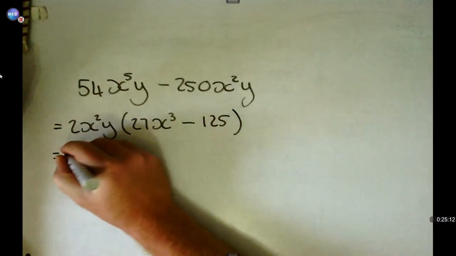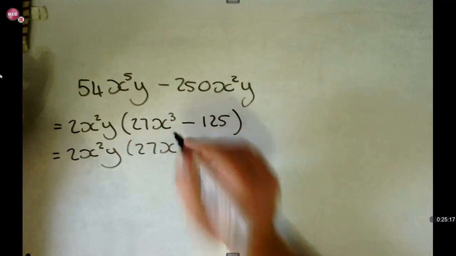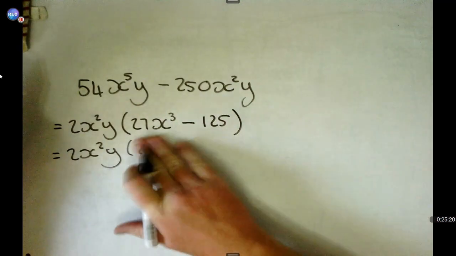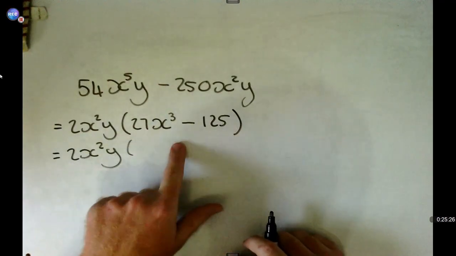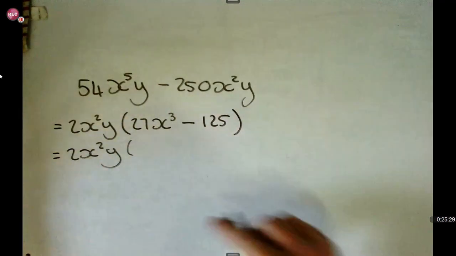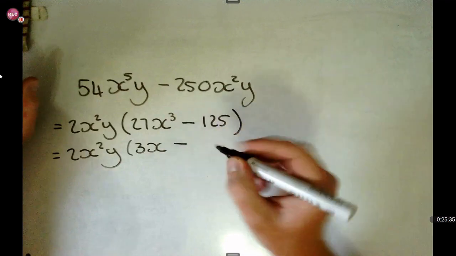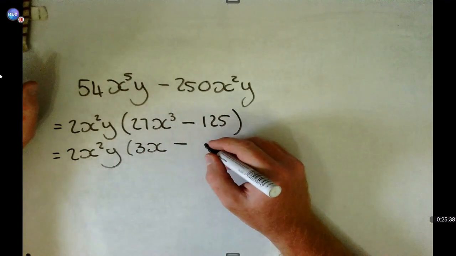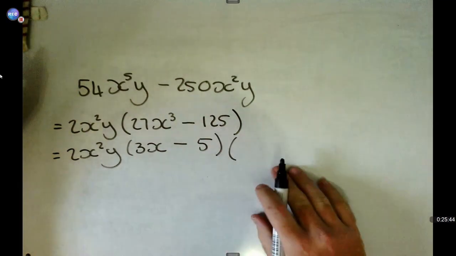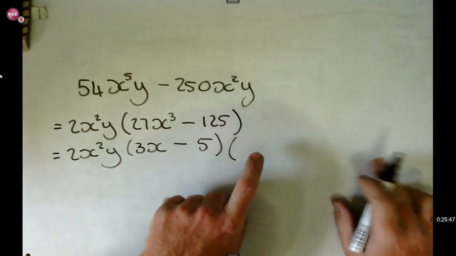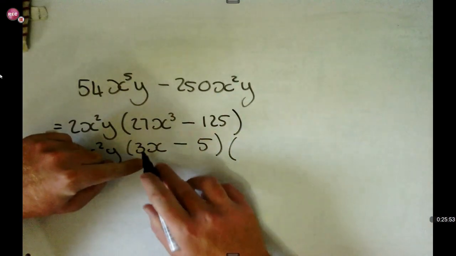So 2x squared y we leave as is. We're going to leave this bracket not as what we had it. Sorry about that. So first bracket that we need to create is obviously to take these two terms and cube root them. So the cube root of 27 is 3, and of x cubed gives me x. This sign stays the same, and the cube root of 125 is equal to 5. Then the second bracket, we obviously need to square these to create the first and the last terms, multiply them to create the second term. So 3 times 3 is 9.